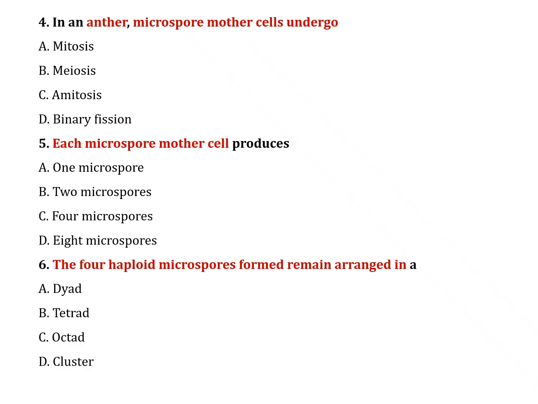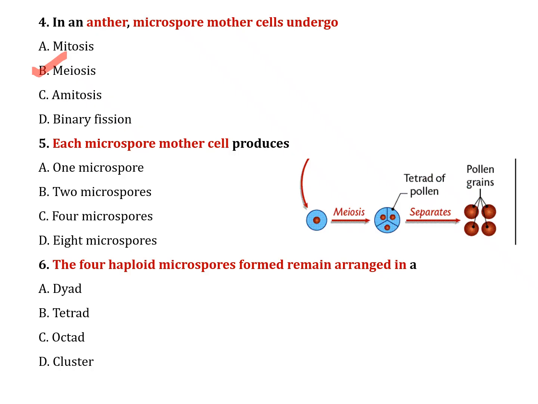The next question number 4. In an anther, microspore mother cell undergo option A mitosis, option B meiosis, option C amitosis, option D binary fission. Correct answer is option B meiosis.